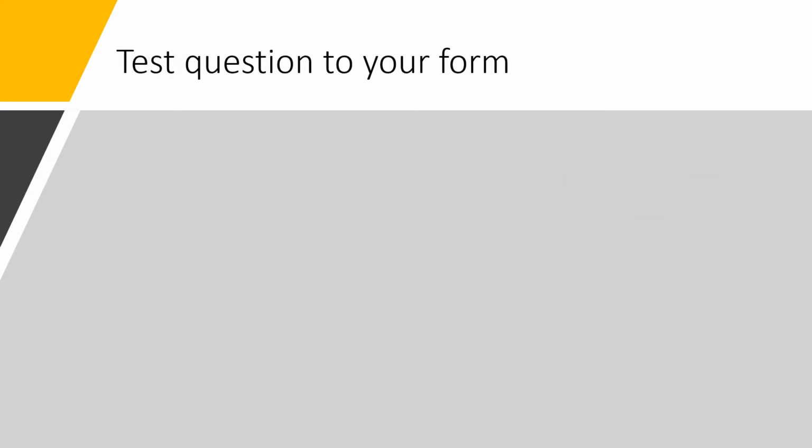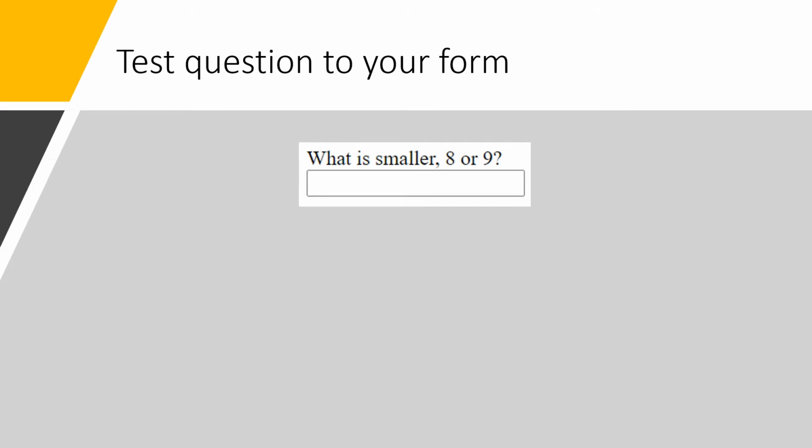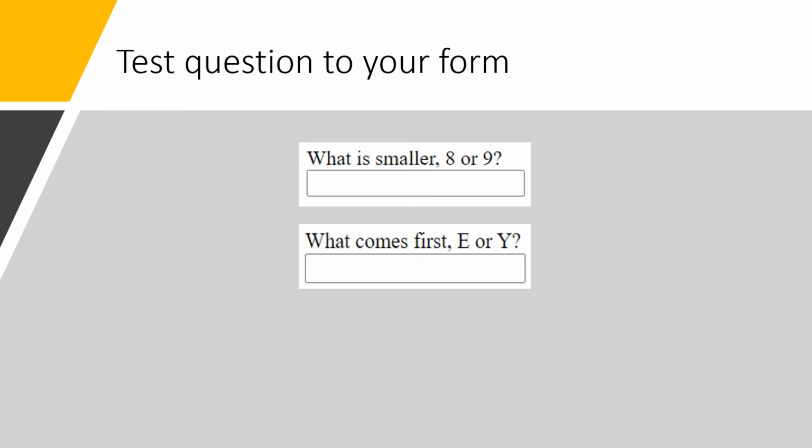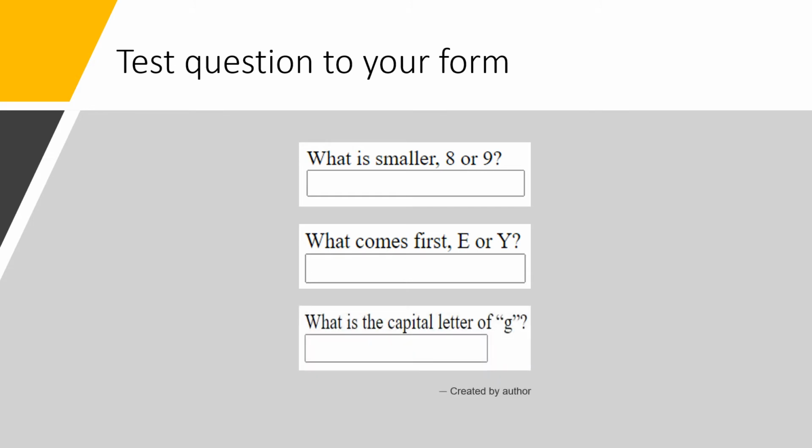Alright, the other option we can use to stop a spam bot is adding a test question to your form by implementing a question and answer field. For example, a sign-up form may include the following questions. What is smaller, 8 or 9? Or what comes first, E or Y? Or what is the capital letter of G? Humans can easily answer these questions, whereas spam bots will not be smart enough. Once the form is submitted, the answer to the question can be tested. If it's correct, the form was likely submitted by a human and can be handled accordingly. Otherwise, a spam bot is detected.